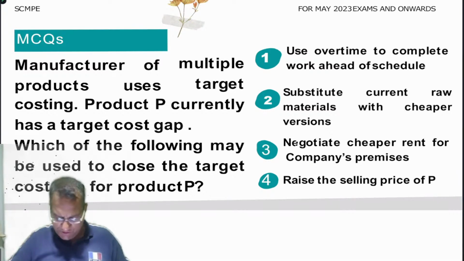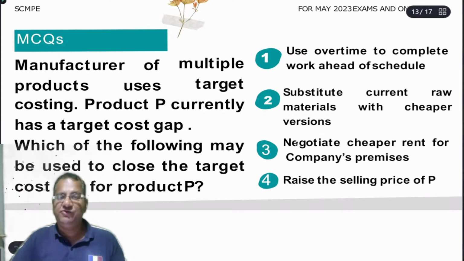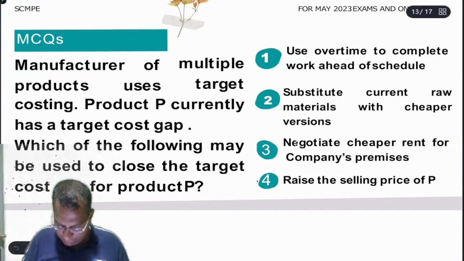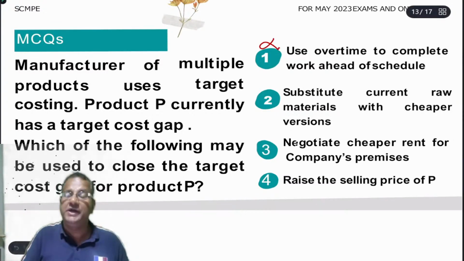So देखिए, option number 4 is not the correct one because increasing the sale price is not in our hand. We already told that we are the price taker, not the price setter. So increasing the sale price is not at all a viable option. So this is totally a wrong option. Okay.